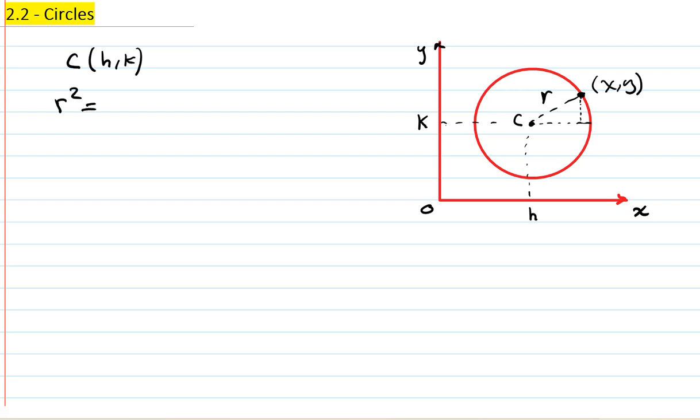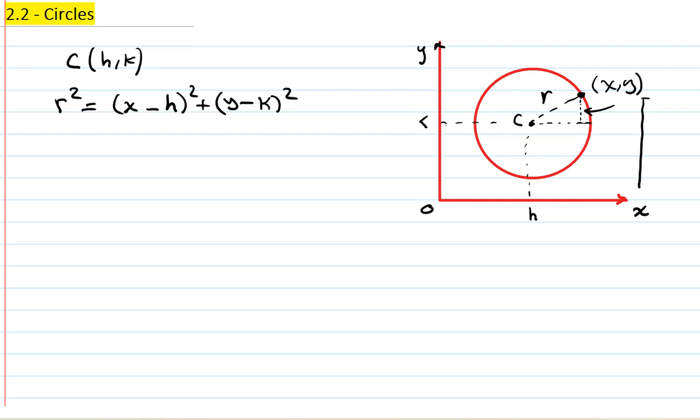So if I look at another point on the circle here, x, y, the distance, which is the radius r, distance squared, is given by the x component of the point minus the x component of the center, then squared, plus the y component of the point minus the y component of the center, y minus k squared. All right, and that will give me this distance.